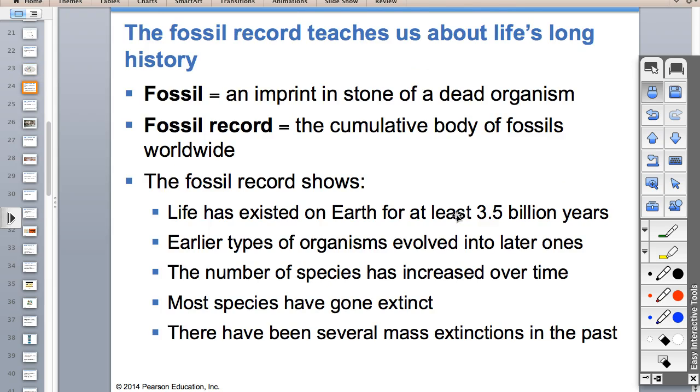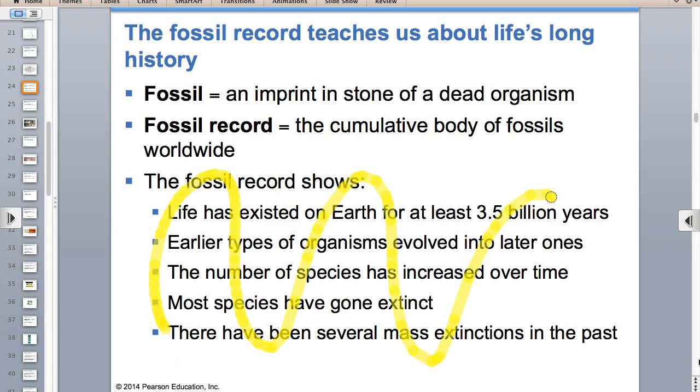Fossils and fossil records. This was in one of the previous chapters we had talked about. It was in there only for a second. This chapter went into it a little bit more. Life has existed on Earth for about 3.5 billion years. And we know from looking at the fossil record that earlier types of organisms have evolved into later types. This is a pretty important little series of things. Most species that have ever lived have gone extinct. So most species that were ever alive have actually gone extinct.